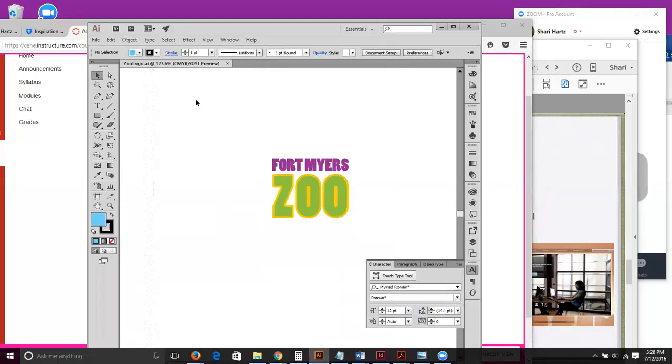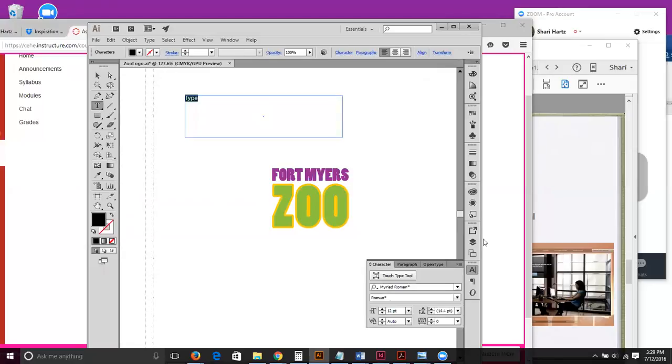Let's try this again because it doesn't want to do it. Type. Okay, let me just type something. T-Y-P-E, type. And then let's make that really big. See this pink that shows up right here? This is what it looks like when I don't have the font.